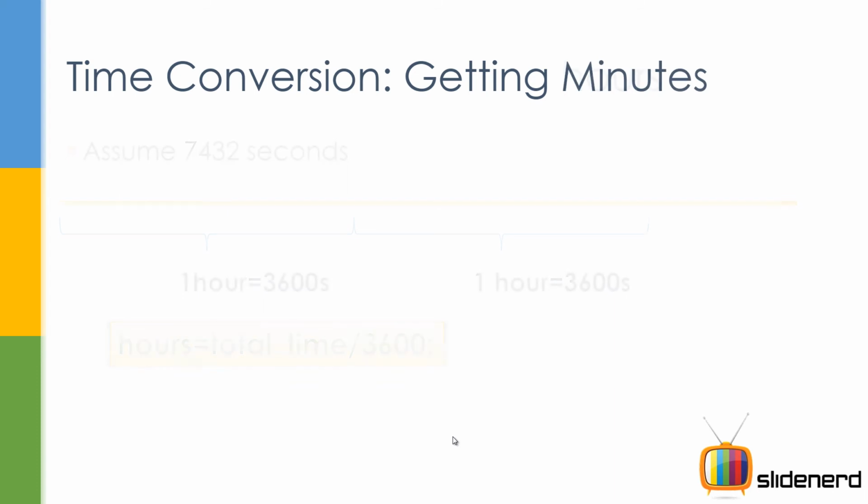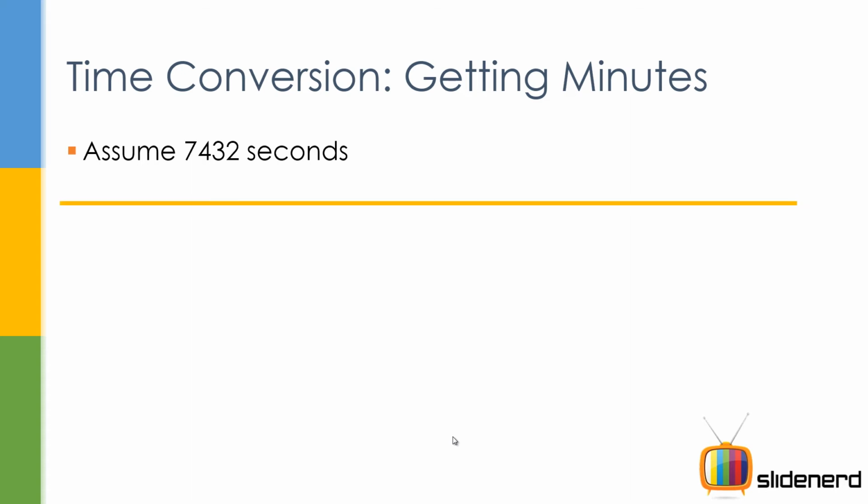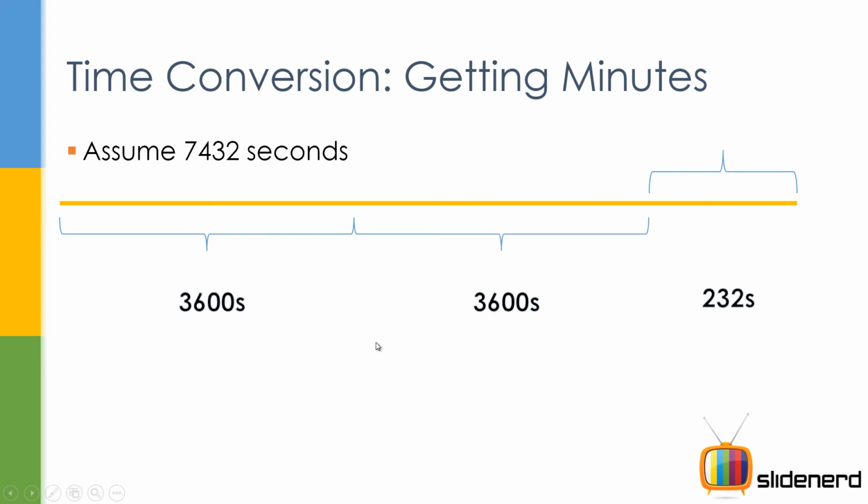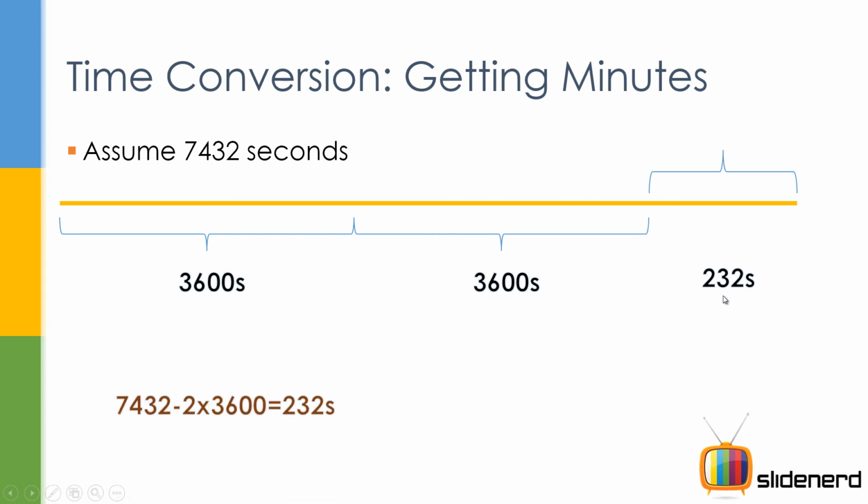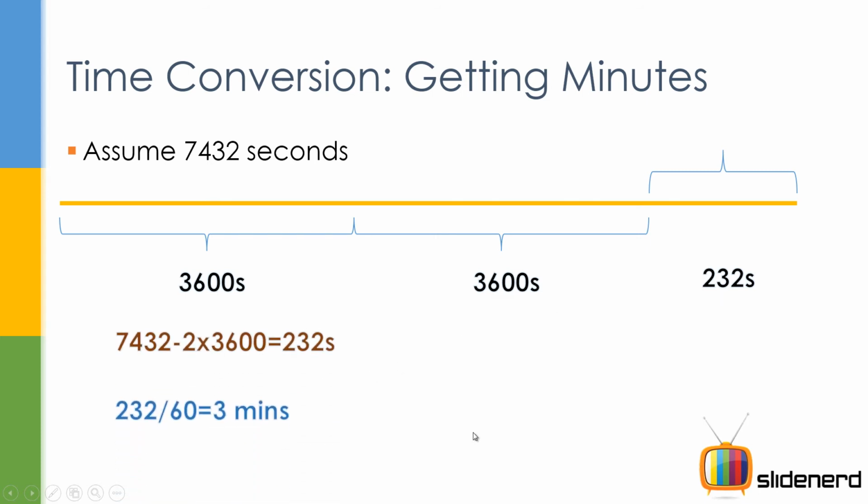So at this point we need to convert minutes, right? Same thing, assume 7432 seconds. Now let's see how this works, right? This complete yellow line is 7432 seconds. Out of this you're going to remove those 2 hours, which is 7200 seconds. You're going to remove that because you need the end part, which is this thing over here. So now you say 3600 seconds, 3600. If you remove these 2 hours, you have 232 seconds remaining at the end, right? Now this 232 seconds, you know how to convert this into minutes, right? Just divide that by 60 and you're simply going to get 3 minutes. So to tell that in a programmatic way, this is how you do it.